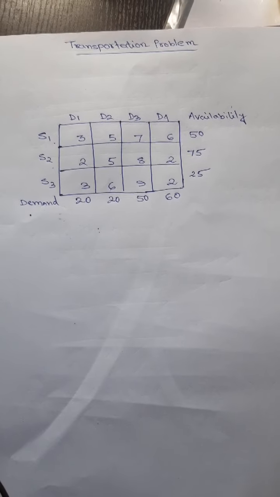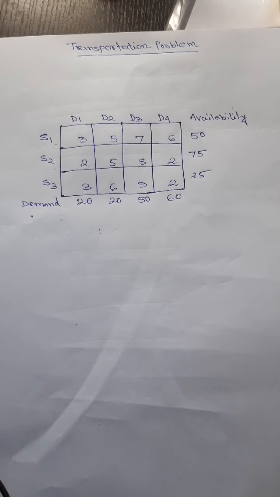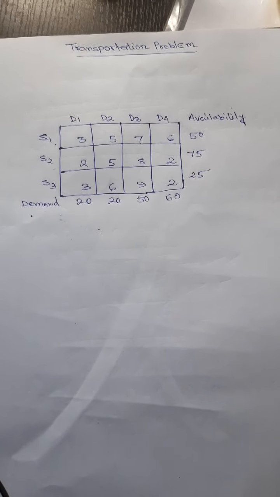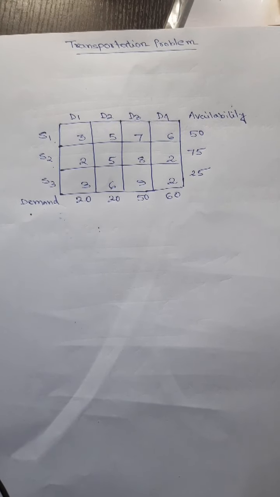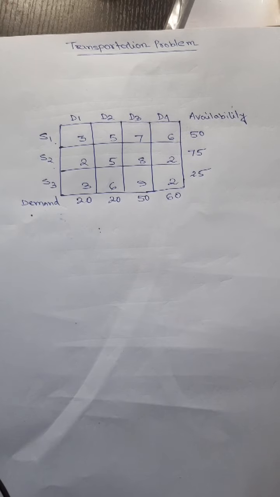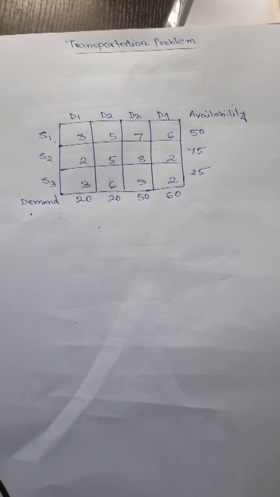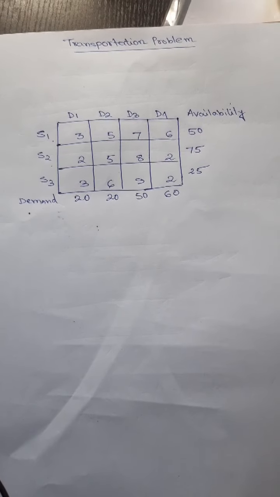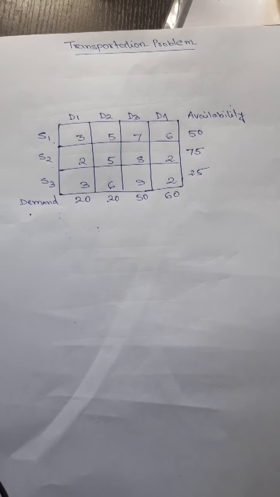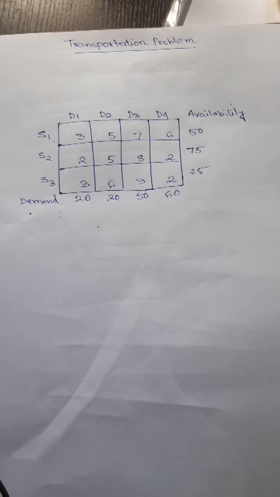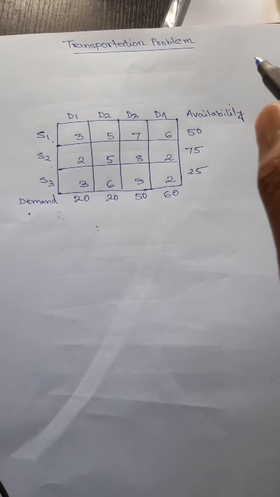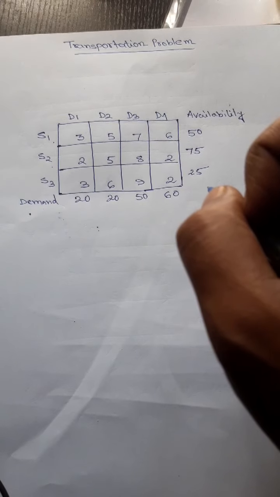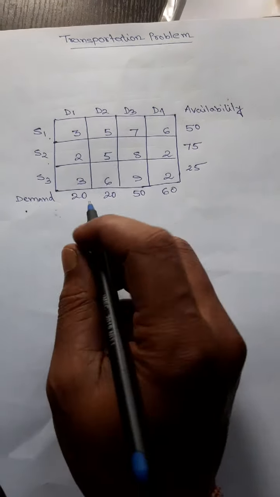To find the initial basic feasible solution, there are three methods available. One is the northwest corner method, the second is the penalty method or Vogel's approximation method, and the last is the least cost cell method. First, we are going to check how to find the initial basic feasible solution using the northwest corner method.